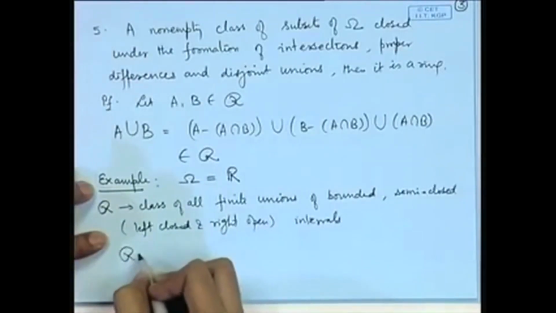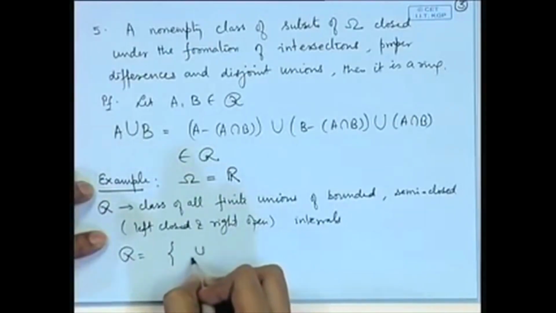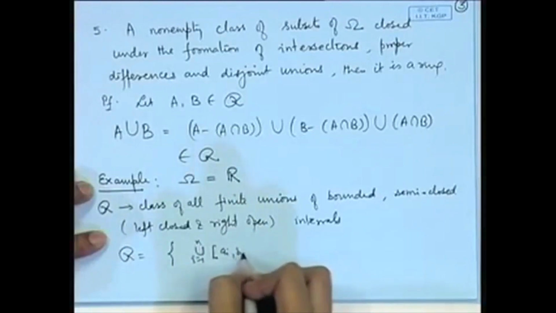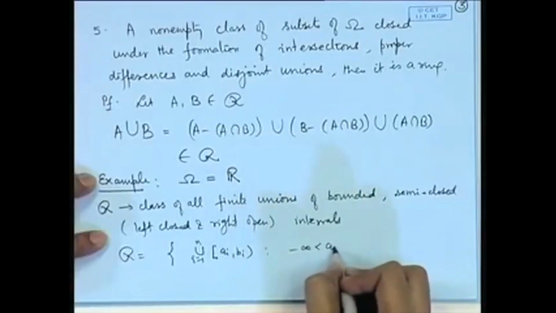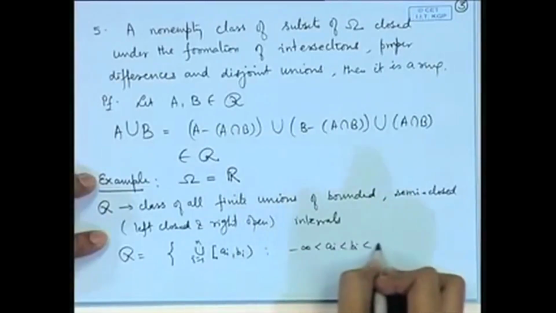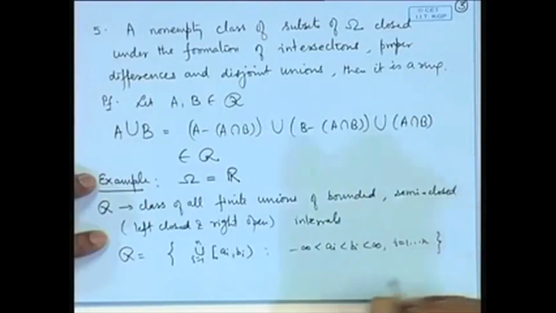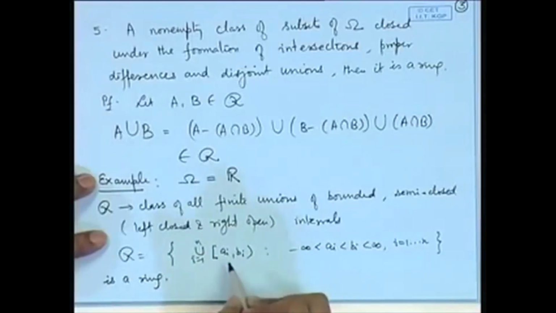Basically, I am saying R is the collection of the sets of the form union i equal to 1 to n of [ai, bi), where minus infinity is less than ai less than bi less than infinity for i equal to 1 to n. If we consider such a collection, then this is a ring. You can look at the proof of this statement.